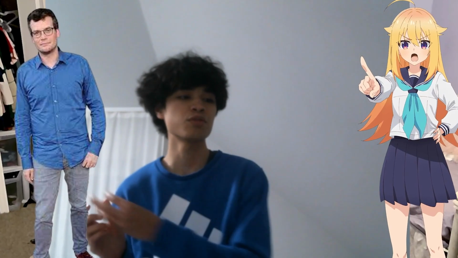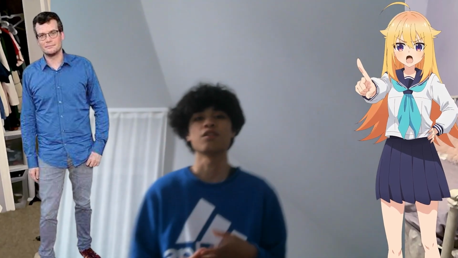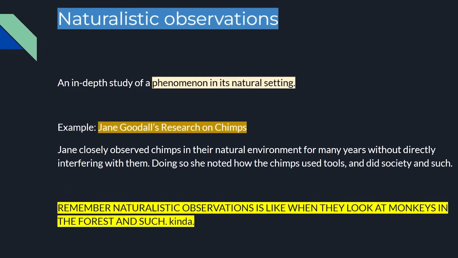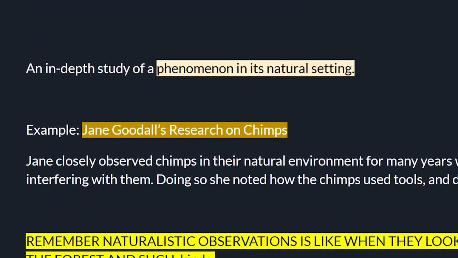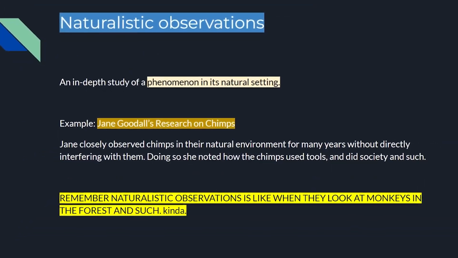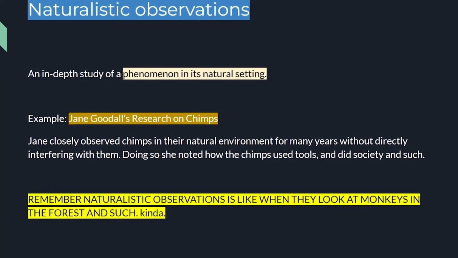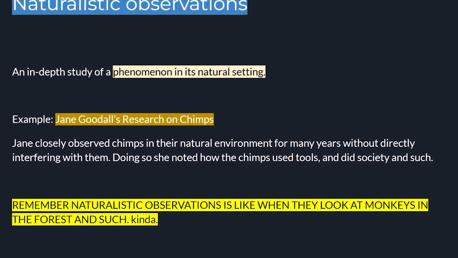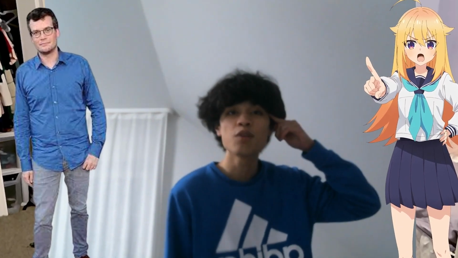Now, naturalistic observations are an in-depth study of a phenomenon in its natural setting. For another example, we have Jane Goodall's research on chimps. Jane closely observed chimps in their natural environment for many years without directly interfering. Doing so, she noted how the chimps used tools and formed a society and such. So also remember this: naturalistic observation is like when they look at monkeys in the forest and such, kind of.